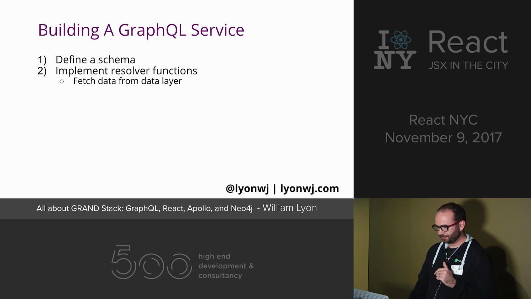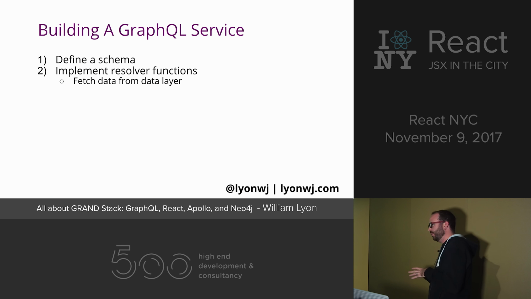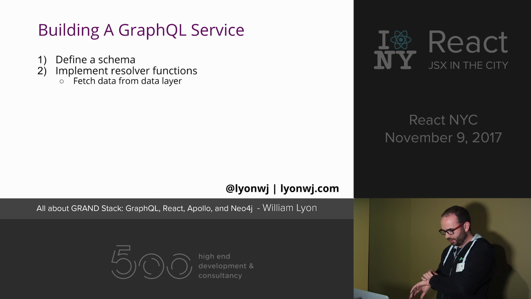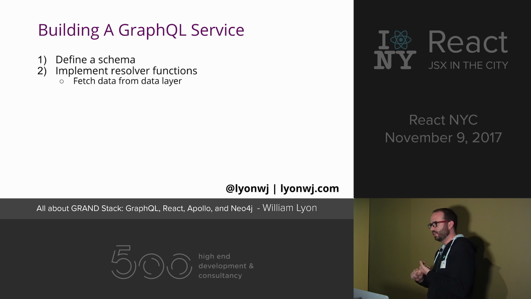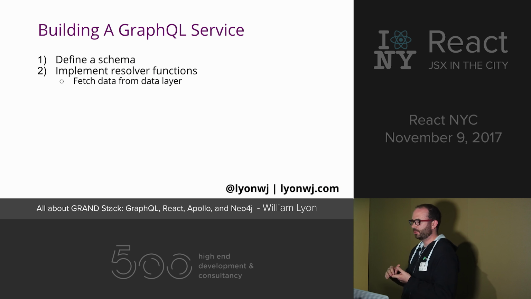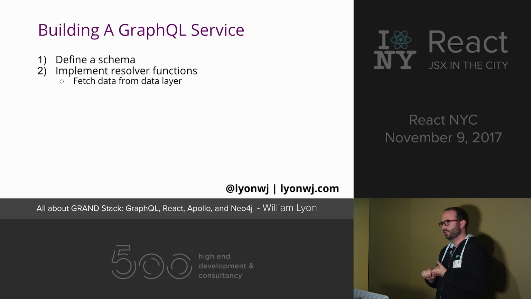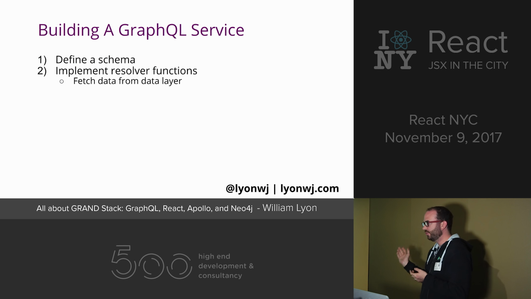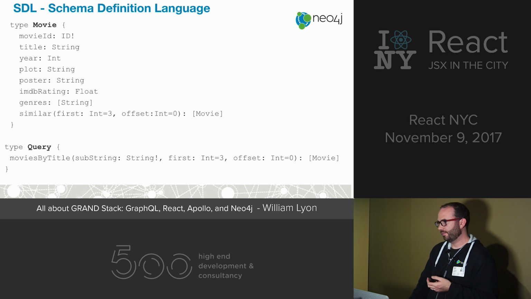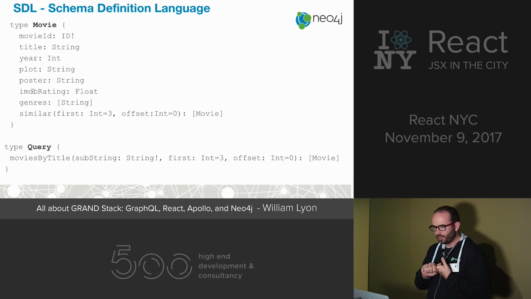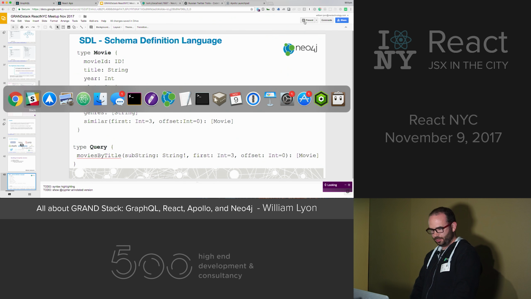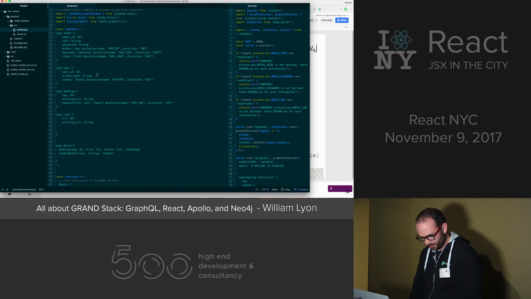So let's talk about how we build a GraphQL service on top of Neo4j, or really on top of any database for that matter. Well, the first thing we do is define a schema. And then once we define our schema, so once we define what types are available, then we need to implement what are called resolver functions. So for each type, for each field, we need to define how we're going to fetch data from the data layer, in this case Neo4j. This is not what our Russian Twitter troll schema looks like. It looks like this.